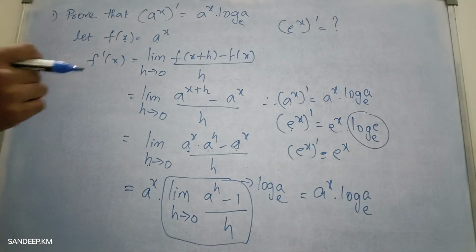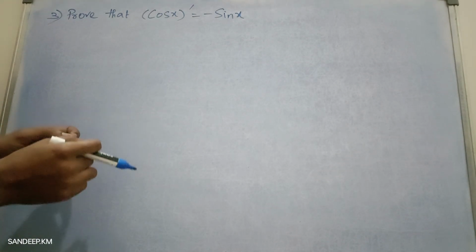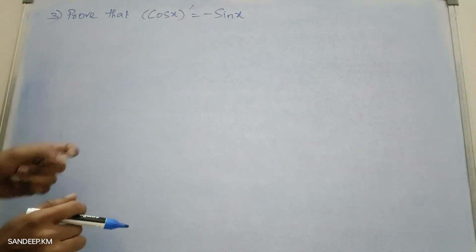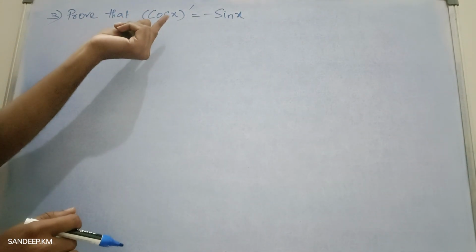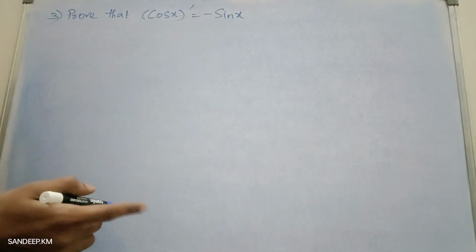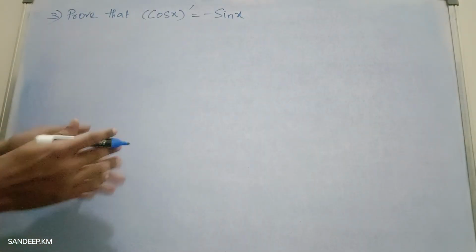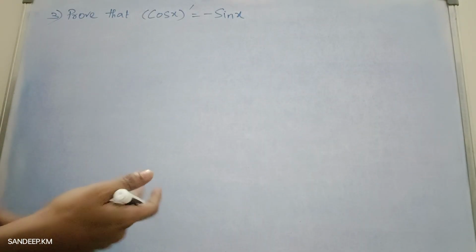Okay, first let us see how to prove the derivative of cos x. So we are doing the derivative of trigonometric functions, in which first we have chosen cos x. Cos x derivative is minus sin x. While I am explaining the derivative of cos x, you must be doing the derivative of sin x. First let me complete this. After that you can see whether you got the derivative of sin x or not.